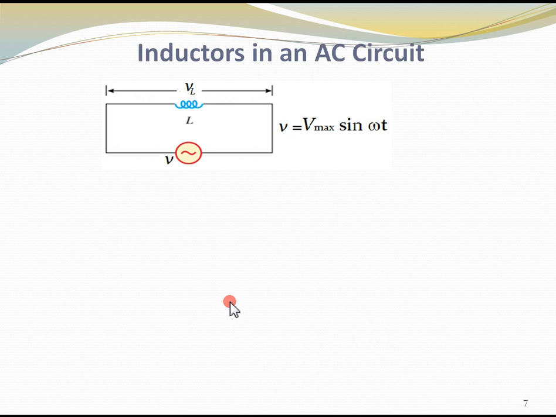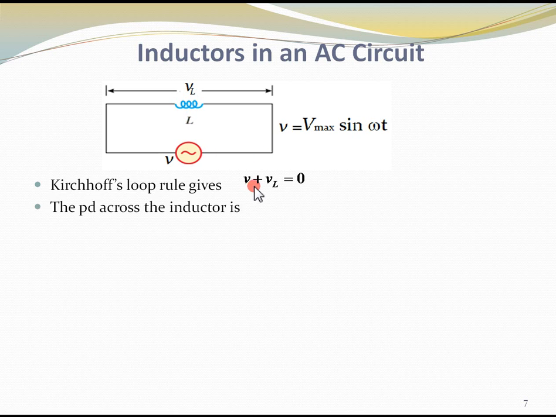When an inductor is connected in an AC circuit, as we said, the voltage source produces V max sin omega t voltage. And V and VL must be the same according to Kirchhoff's rule. V and VL will have the same magnitude.